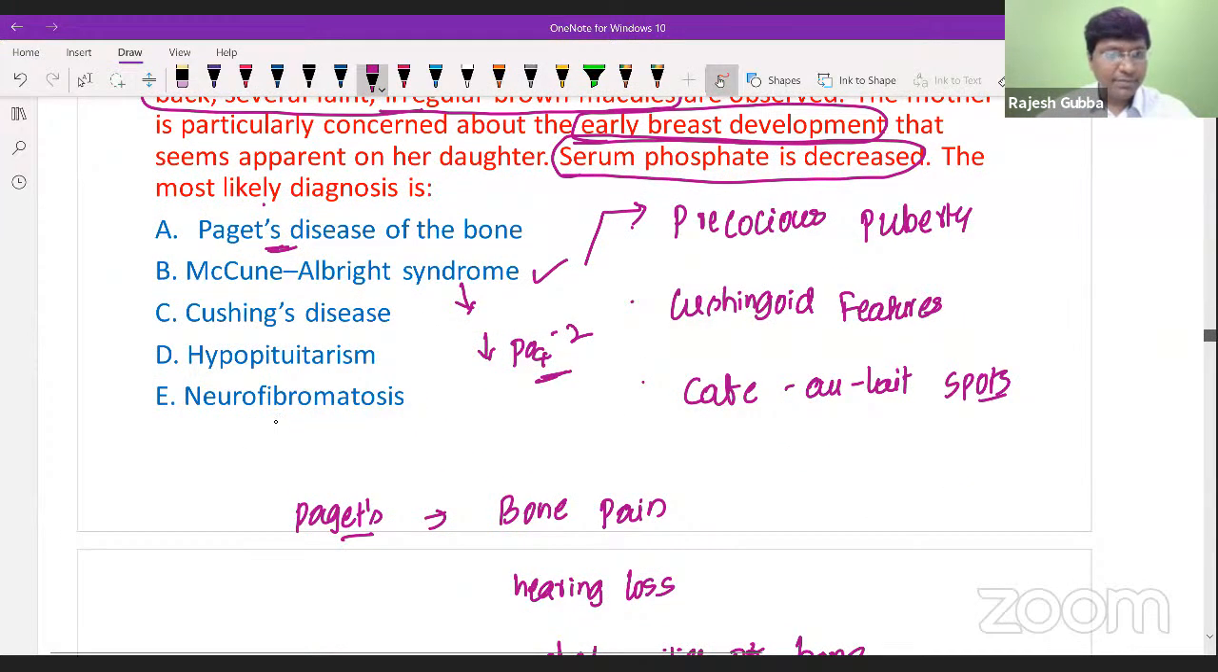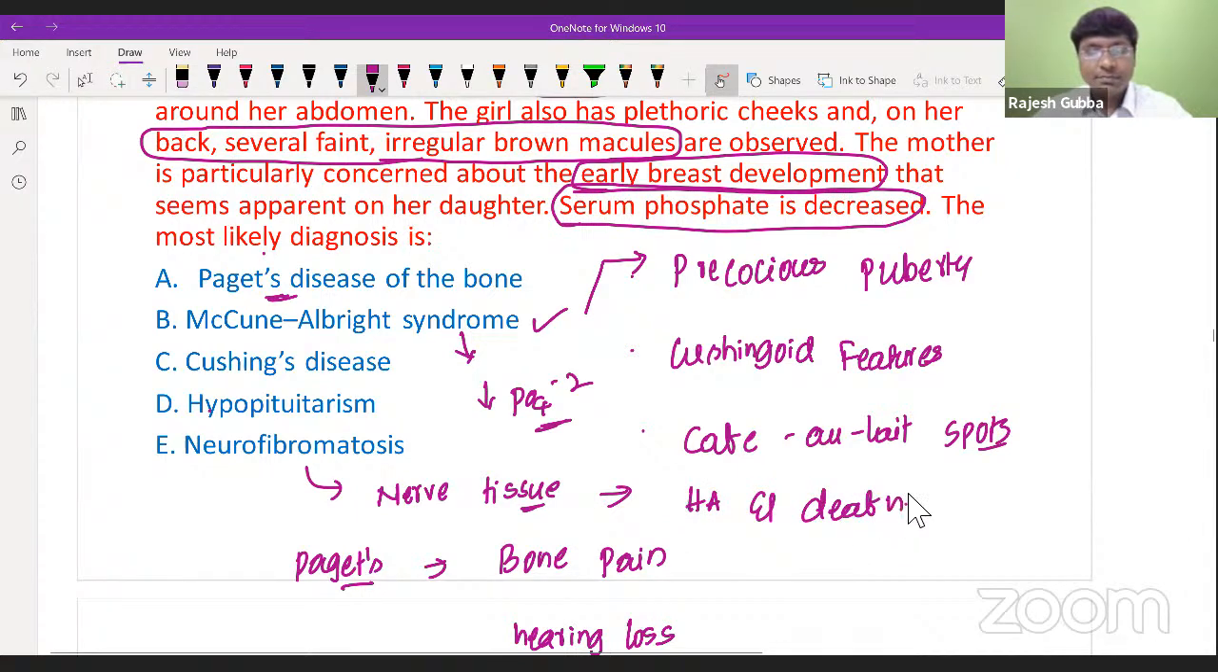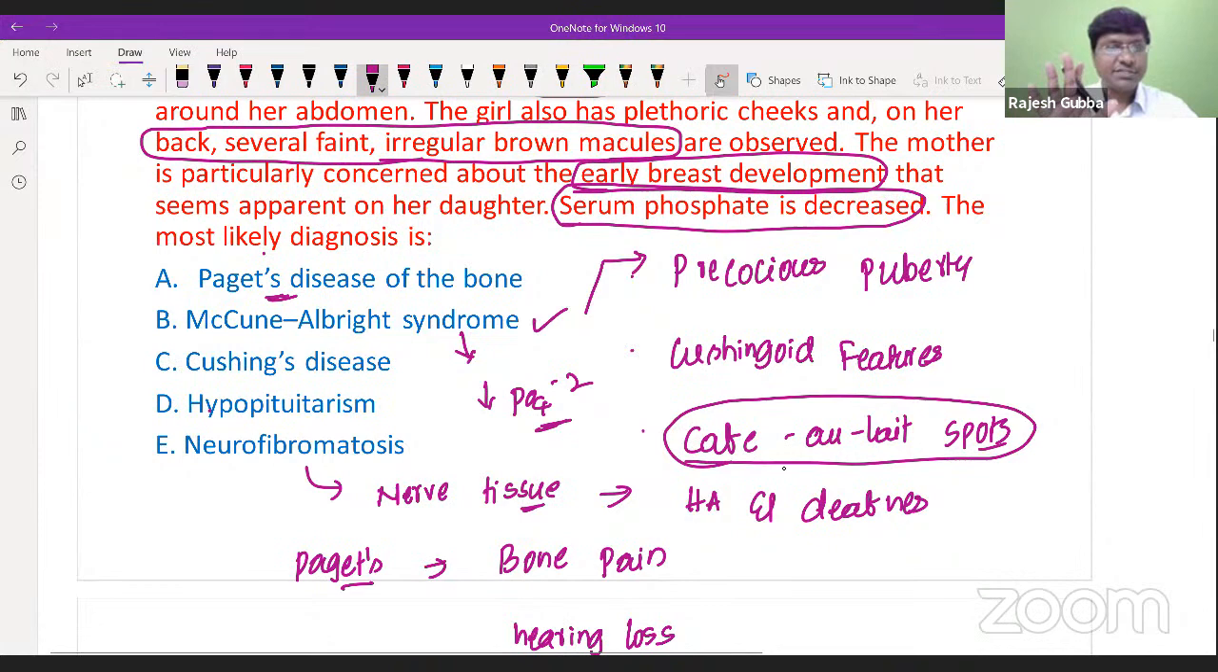Whereas in the case of neurofibromatosis, what does it represent? Neurofibromatosis is a genetic disorder that causes tumor growth of the nerve tissue. These patients can present with learning difficulty and absence seizures. They present with features secondary to impingement by the neurofibromas, like headache and deafness. And they will have café-au-lait spots. In our clinical question, the only point in favor of neurofibromatosis is café-au-lait spots. There is no other point in favor.